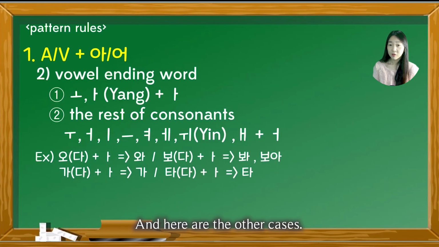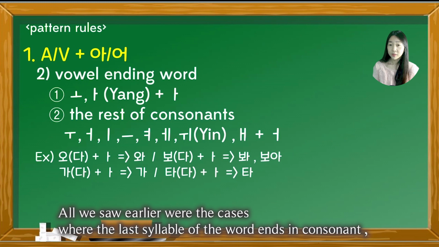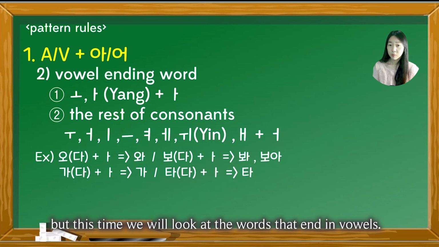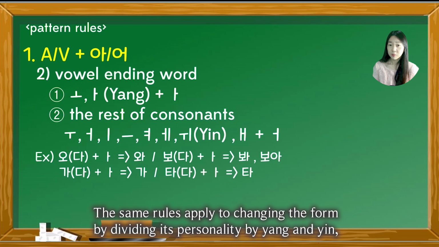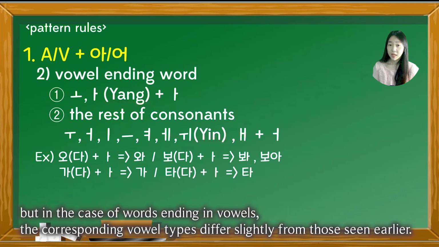And here are the other cases. All we saw earlier were the cases where the last syllable of the word ends in consonants, but this time we will look at the words that end in vowels. The same rules apply to changing the form by dividing its personality by yang and in. But in the case of words ending in vowels, the corresponding vowel types differ slightly from those seen earlier.